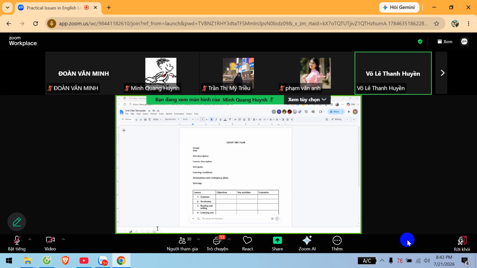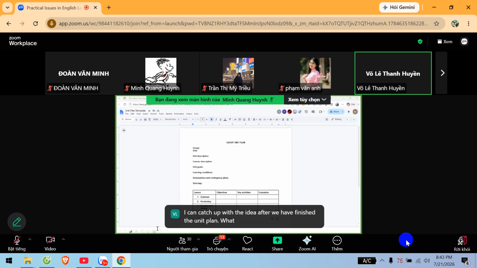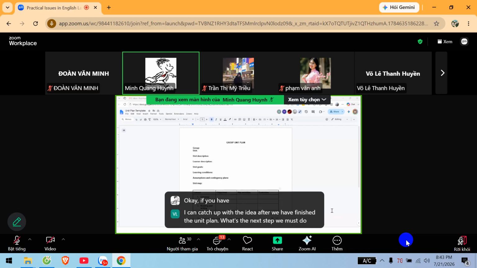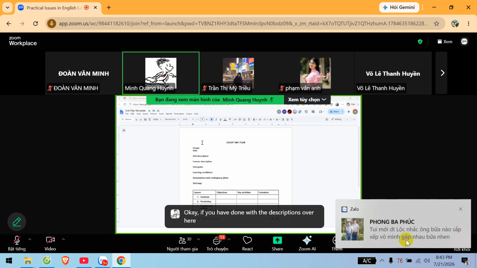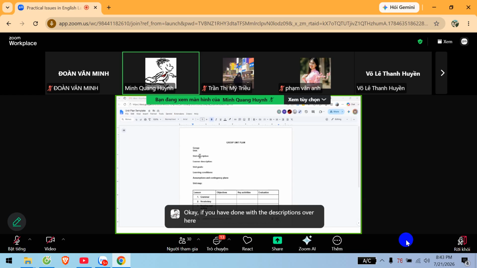Excuse me, teacher. I can catch up with the idea after we have finished the unit plan. What's the next step we must do? If you're done with the descriptions over here, after you have downloaded the plan, you can start working on the description of the unit, the description of the learners, and the learning conditions, and you put it in the unit plan.